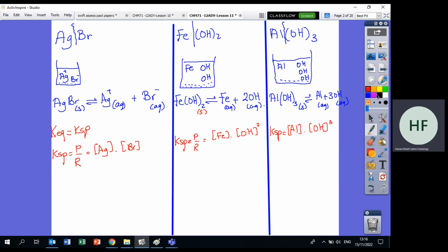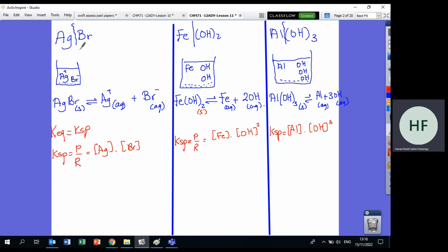Now let's speak about the solubility, which is S. Now if I put 1 mole of AgBr, how many Ag and how many Br will I get? If I have 1 AgBr, I will divide it. I will get 1 Ag and 1 Br. Similarly, if I put 4 moles, I will get 4 Ag and 4 Br. Now, if I want to put S moles, I will get S Ag and S Br.